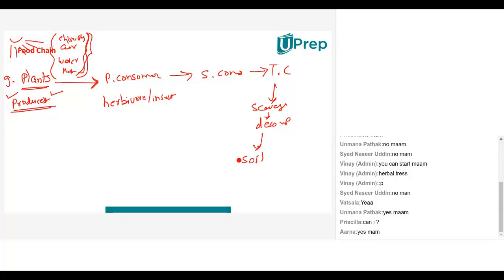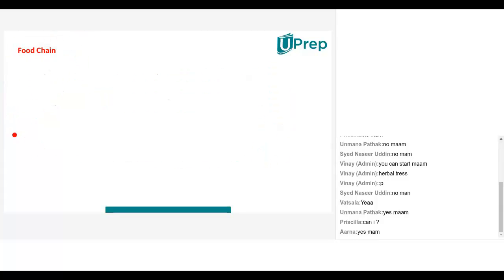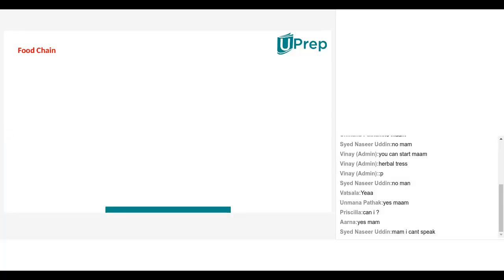Syed, can you give me an example of a food chain, please? Syed, can you please give me an example of a food chain? Okay, Vatsala, do you want to give me an example of a food chain?